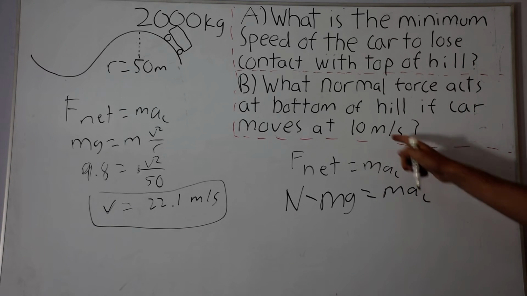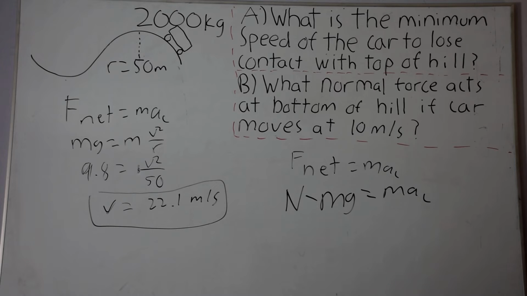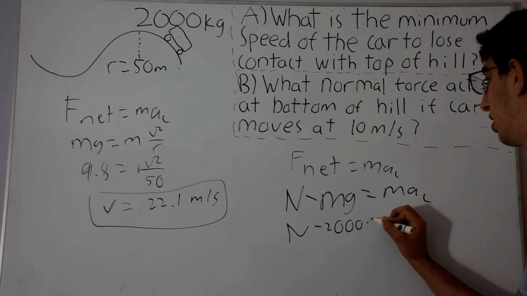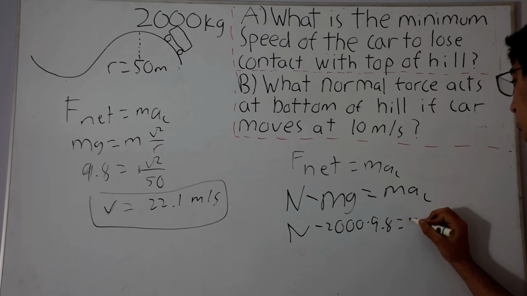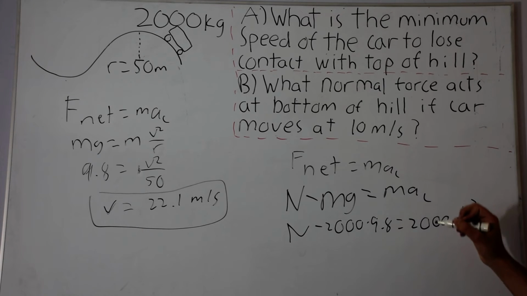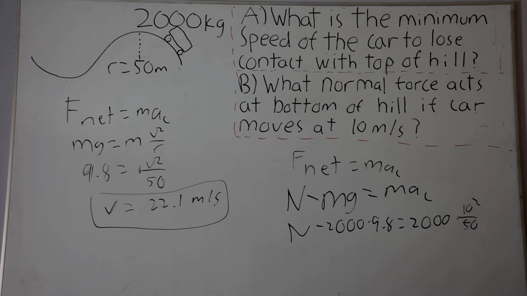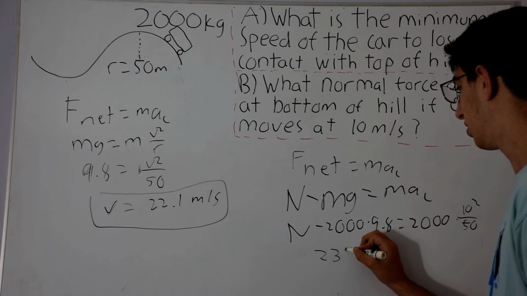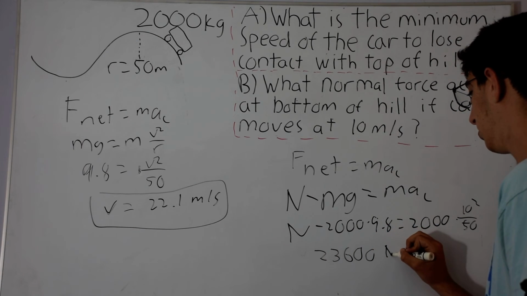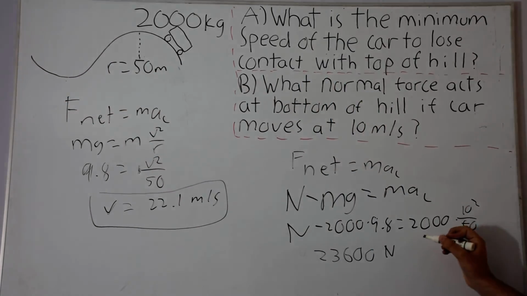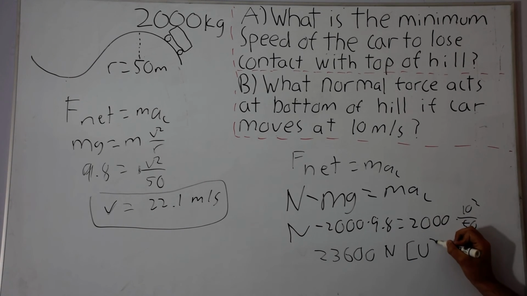And we're given the velocity, so we have all of our variables, so we can just write in normal force minus 2,000 times 9.8 equals 2,000 times v squared over r, and v is 10, so 10 squared over r, and r is 50. And we can solve for the normal force, and we get that it's equal to 23,600 newtons. And the car is going to be at the bottom of the hill, so it's going to be doing force upwards. So the direction is upwards.